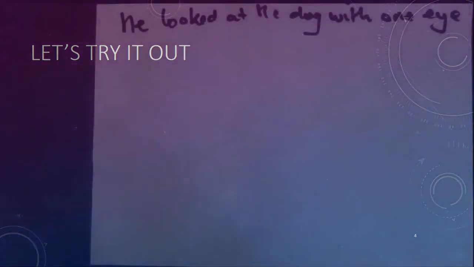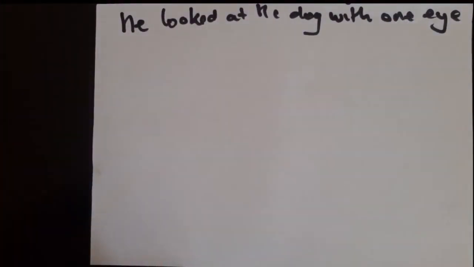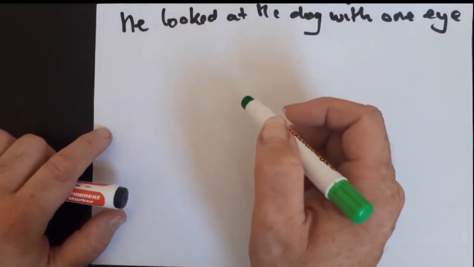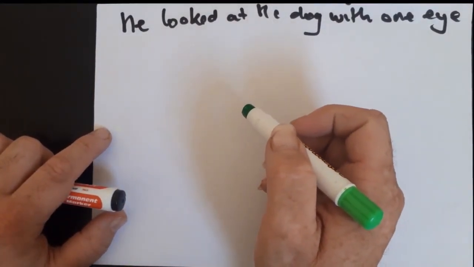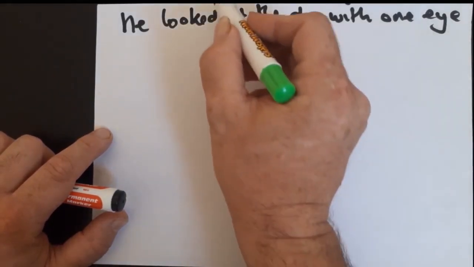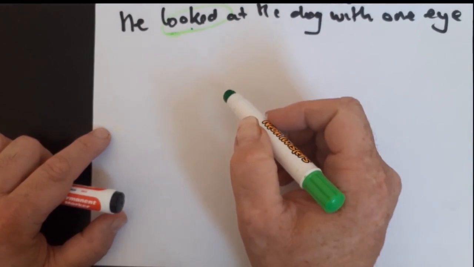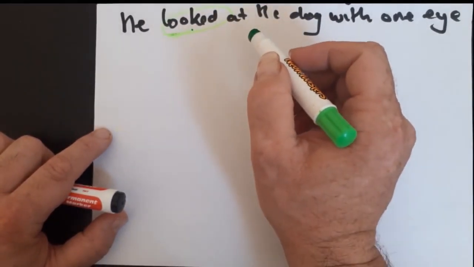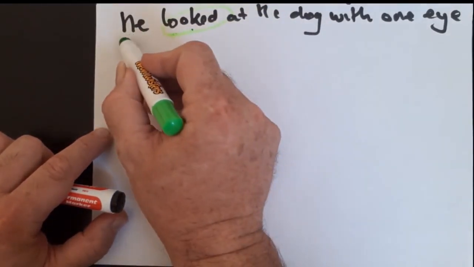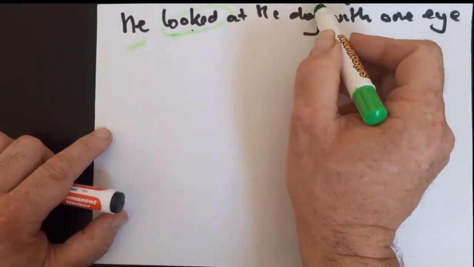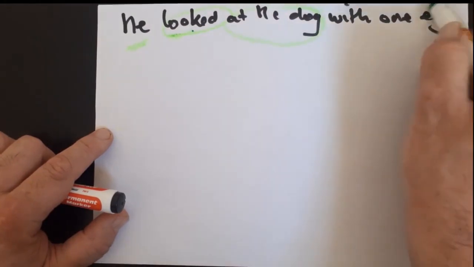So let's look at the sentence, he looked at the dog with one eye. We're going to write that down. We're going to start with some basic analytical exercises by just trying to work out what we see. So for instance, there's exactly one verb here, that's the verb looked, we're going to circle that. And we have a subject pronoun he, so he looked. And we also see that there are two prepositional phrases, at the dog and with one eye.